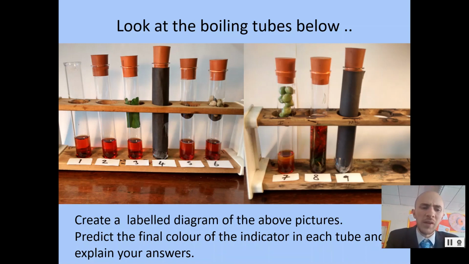Similarly with the dark, why have I put a leaf in the dark? And so on and so on. So you should have a diagram of 9 test tubes labelled with what's in each one, and underneath you should have written down why each test tube is used. Why have I included it?